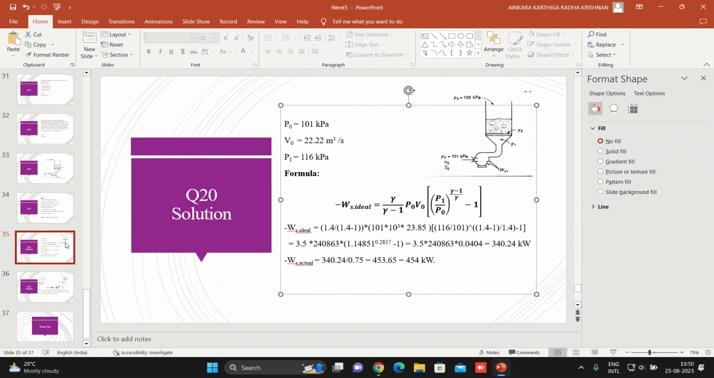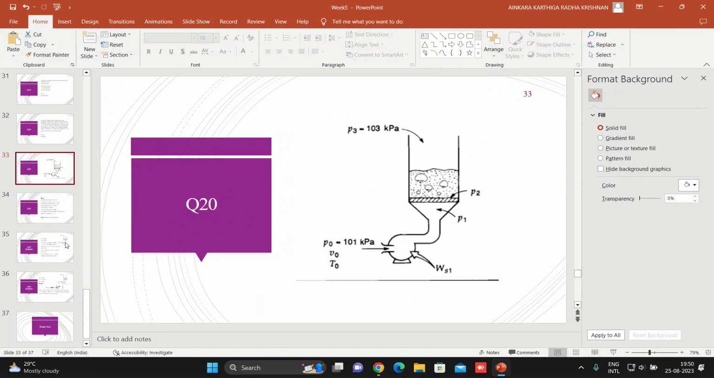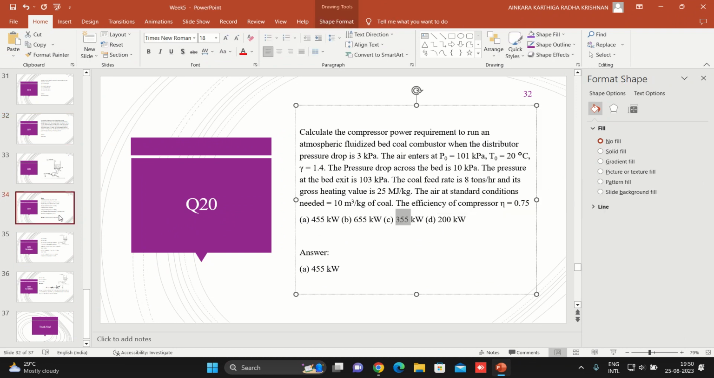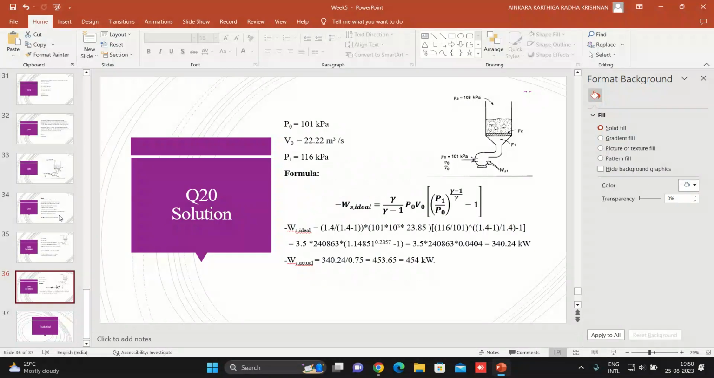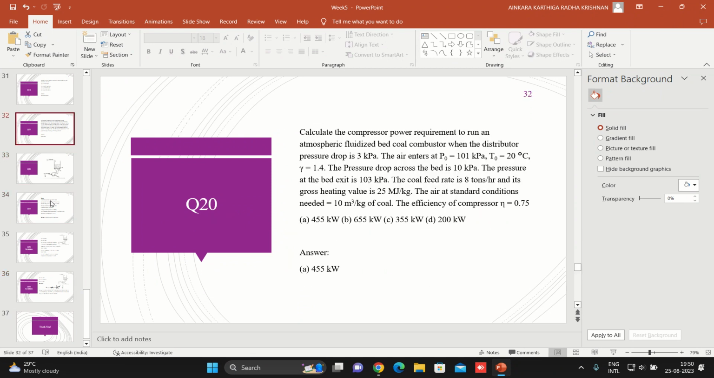We'll see what the answer is. 455 kilowatts. Yeah, the answer is right. So here again we should see that another option, 355 kilowatts, is given. So in case we are stopping without getting the actual one, we might get the wrong answer. So we'll just go through the problem once again.